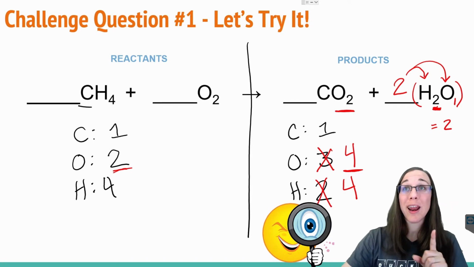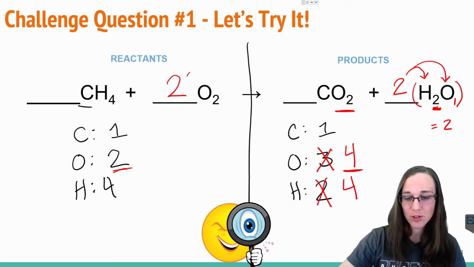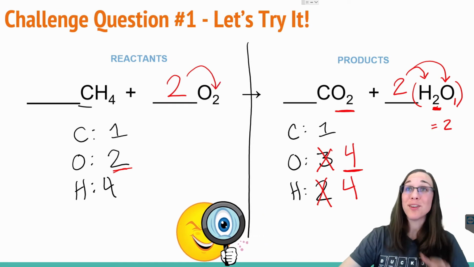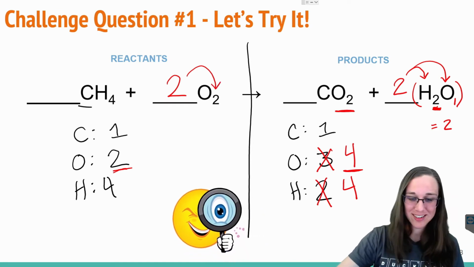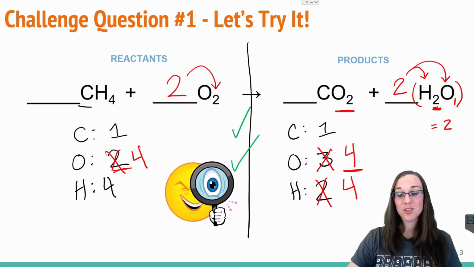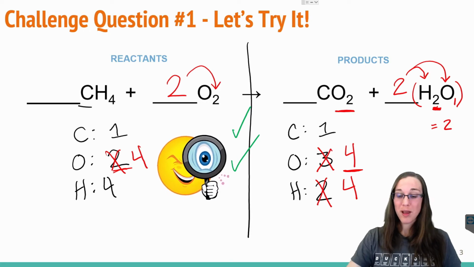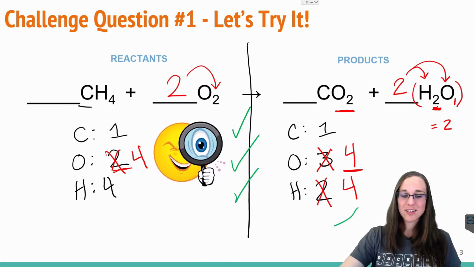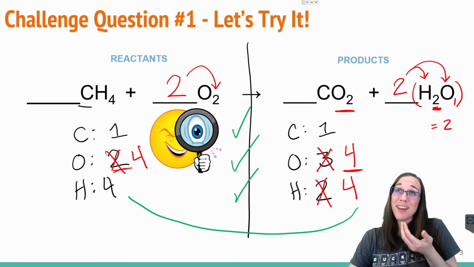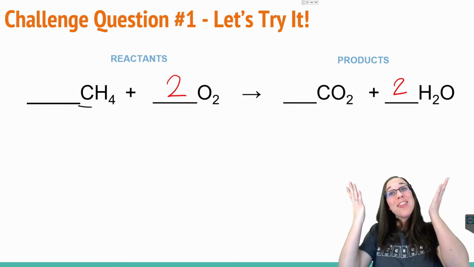All right, but what I can do is put a 2 in the front as my coefficient, and now 2 times 2 would give me 4, just like on my product side. Awesome, so here my carbons are balanced, my oxygens are balanced, and by doing that, I've also balanced my hydrogens. It just happened to work out that way. Awesome. So my balanced equation would now look like that.